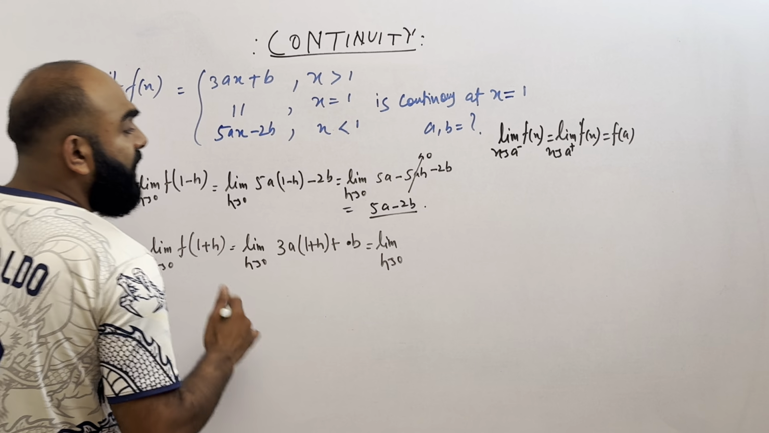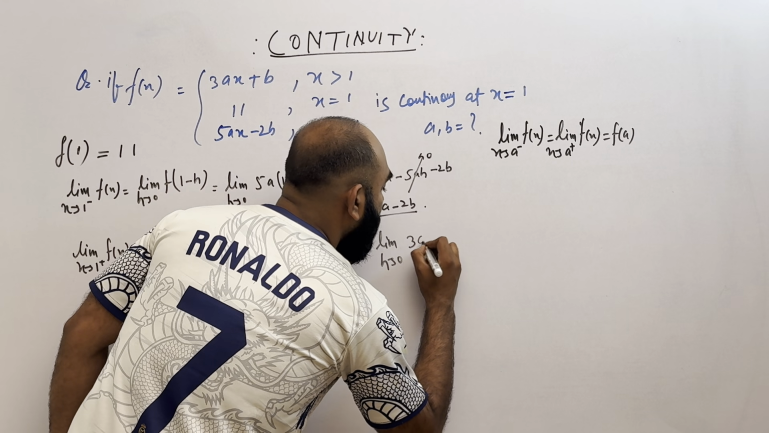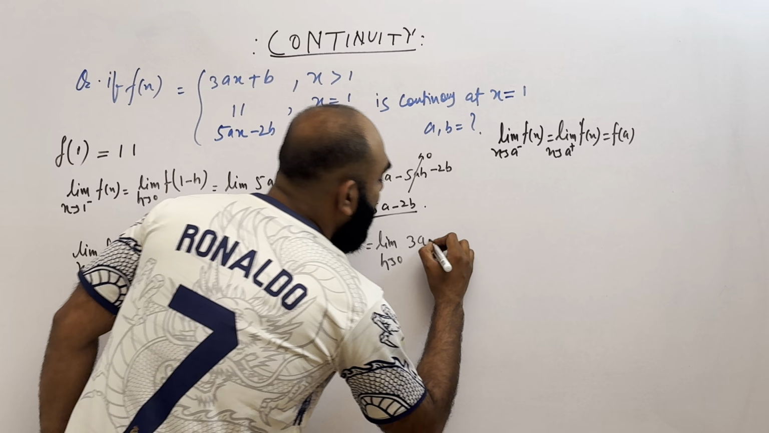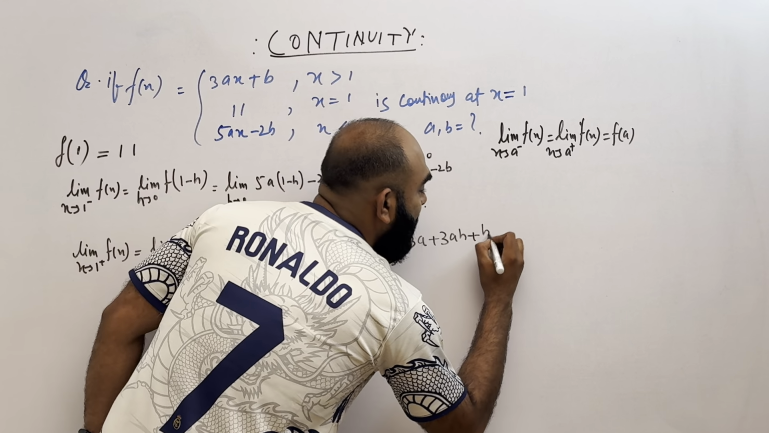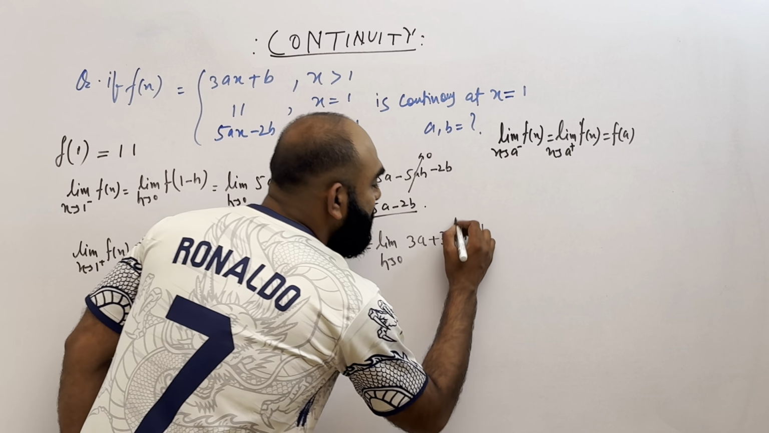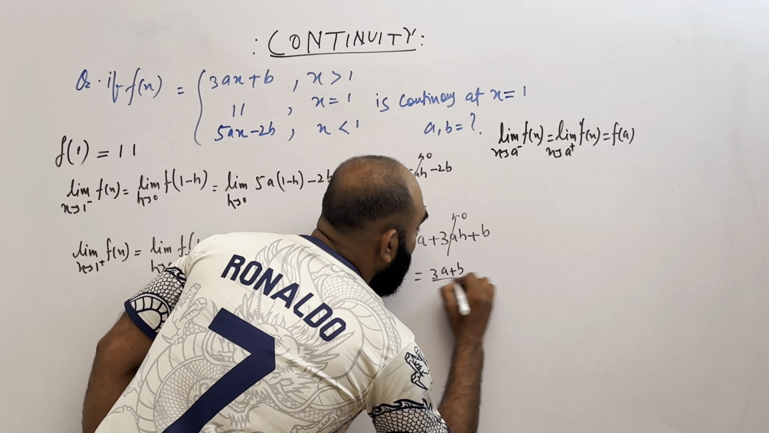Sir, if you open this one, limit h tends to 0, 3a into 1, sir, 3a. Okay. 3a plus 3a into h, sir, 3ah, plus b. Is there any term of h in the denominator? No, sir. Then directly keep h as 0. If I am keeping, this value is coming 3a plus b.